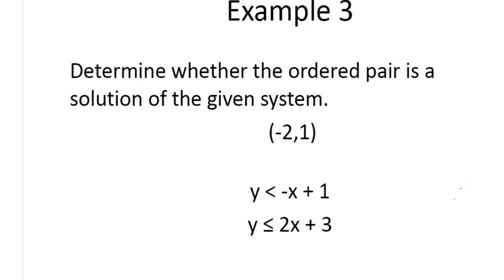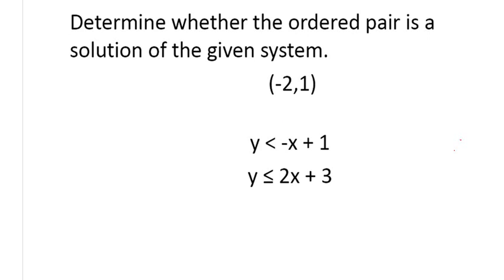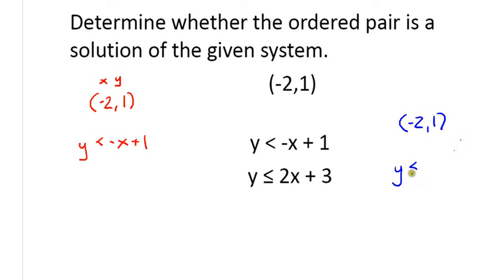So what I'm going to do is I'm going to separate this into two inequalities where I've got y is less than negative x plus 1. And into the x and y, I'm going to substitute negative 2 for x and 1 for y. If it is a solution, then the negative 2 and 1, when substituted for x and for y, should keep both of the inequalities true. Has to be both of them.